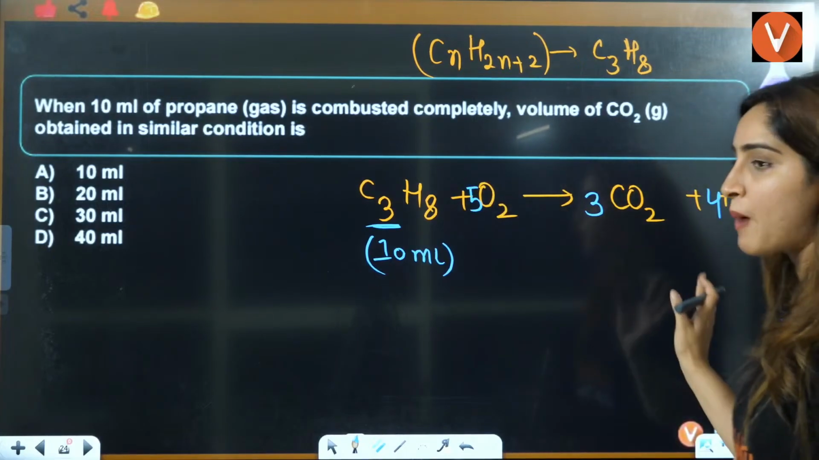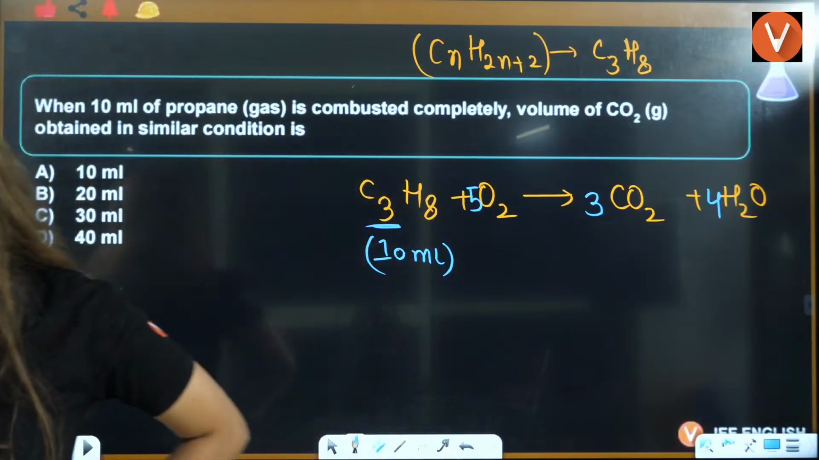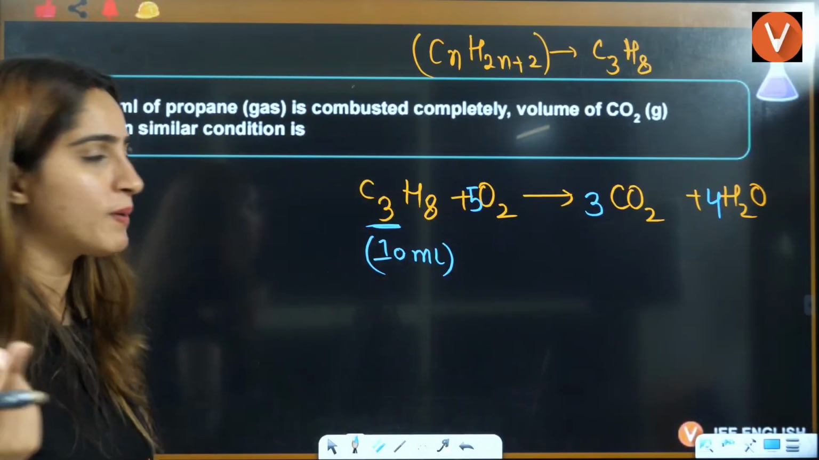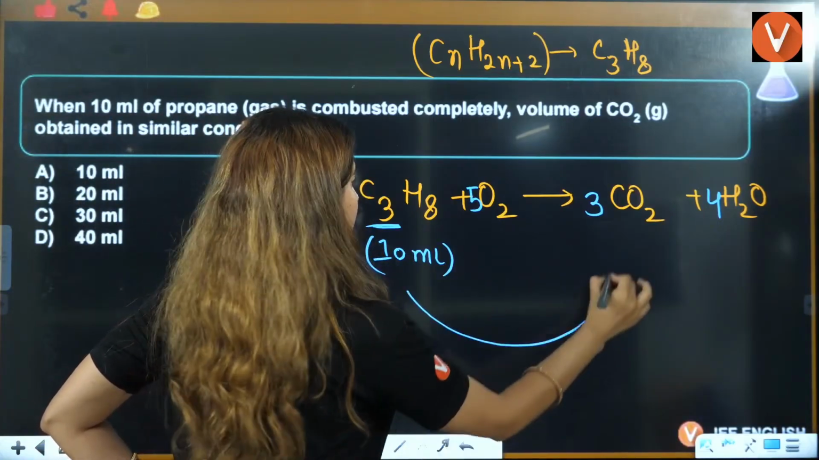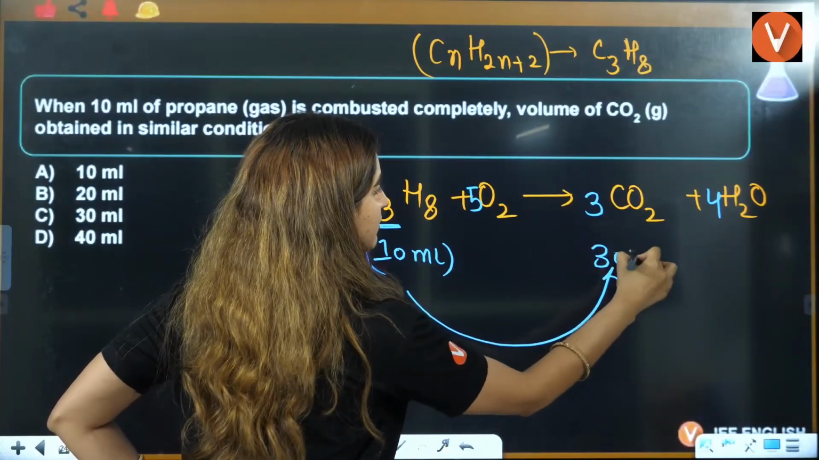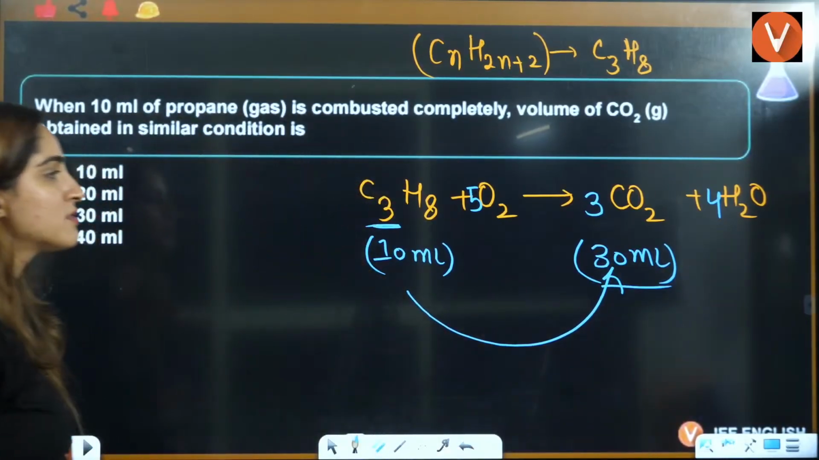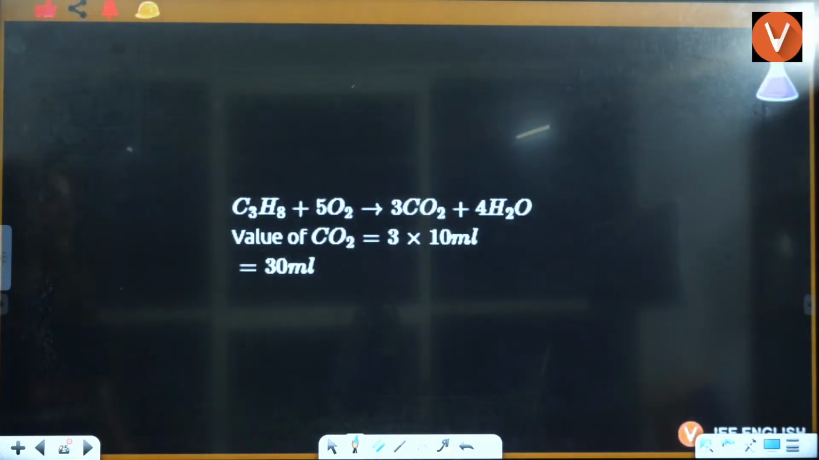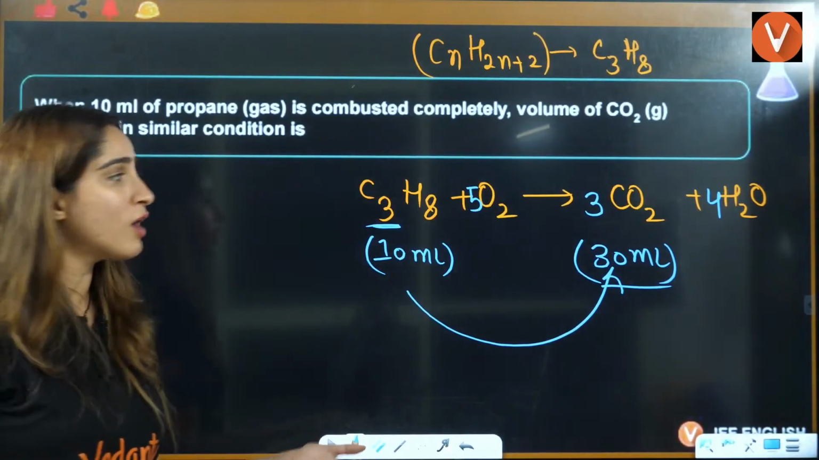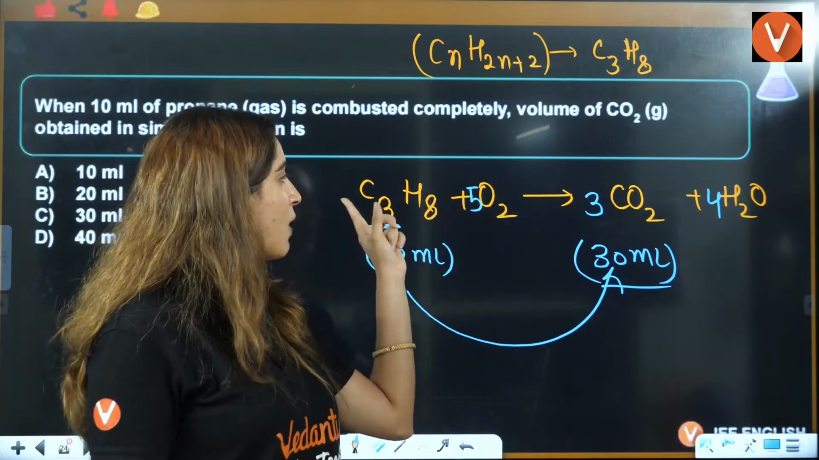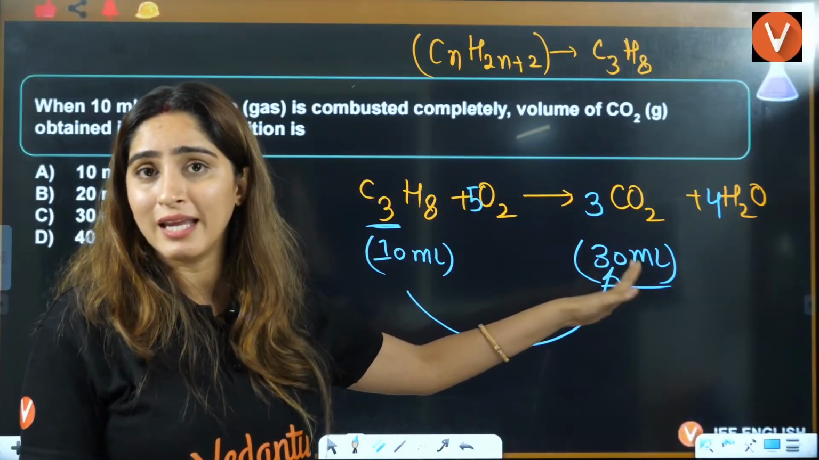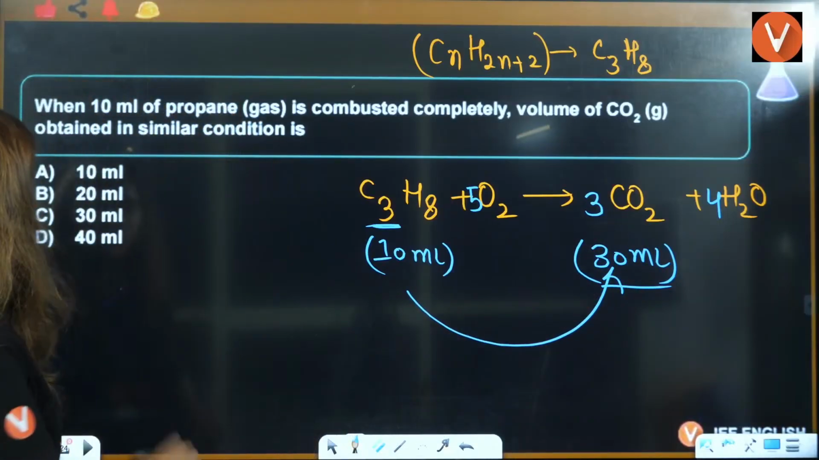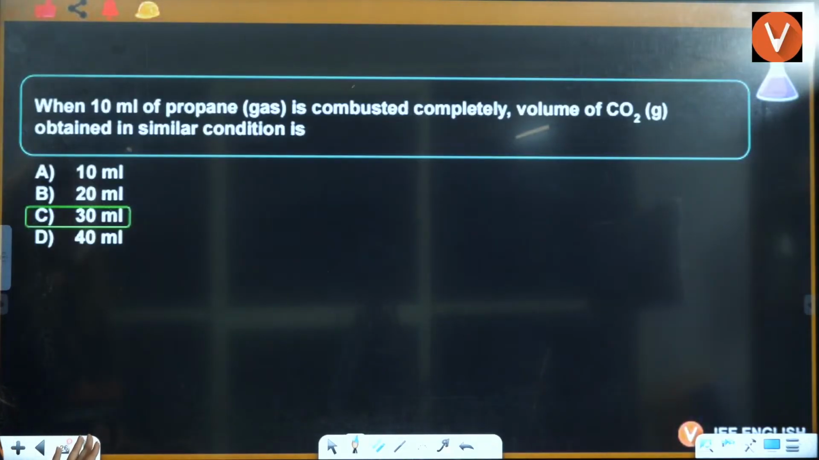So now can I say it is balanced? Now is it balanced, students? Hit and trial you have to apply in balancing. So you have 10 here. This will be multiplied by 3 because this is getting 3 times of that. So that will be 30 milliliter. So the answer is 30 milliliter. All you have to do is apply Gay-Lussac's law, that the ratios, this 1:3, is the ratio of the volume only. So if this is 10, this will be multiplied by 3, that will be 30. So the answer is going to be C.